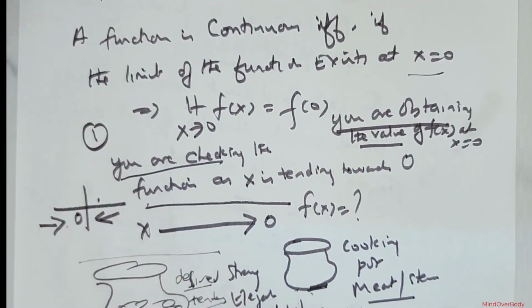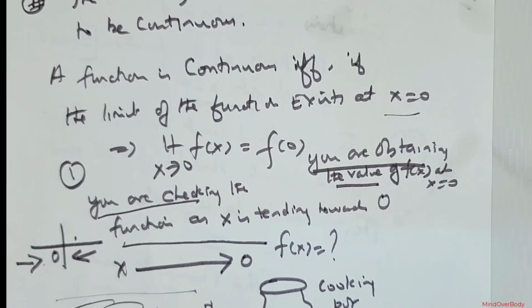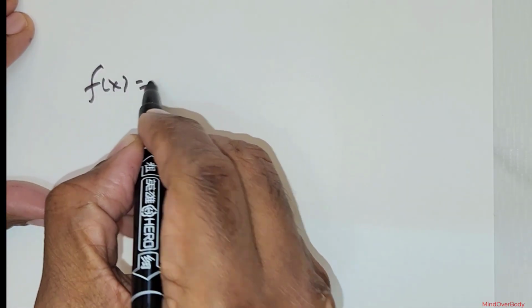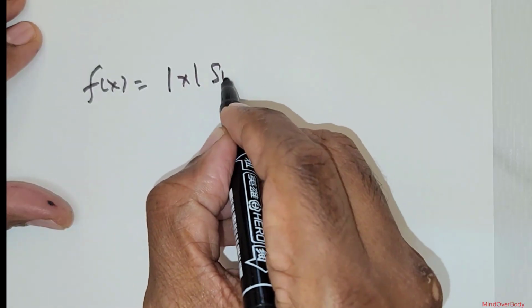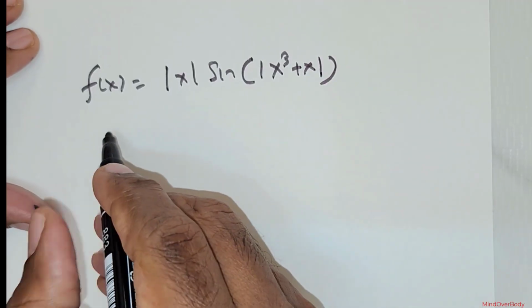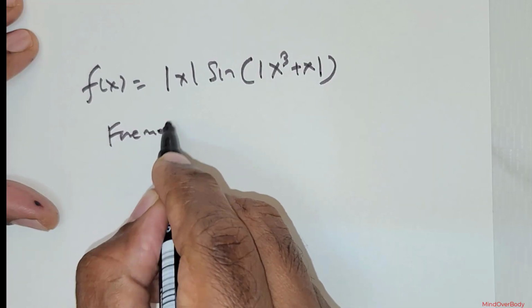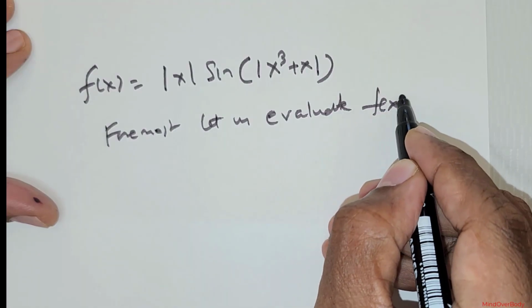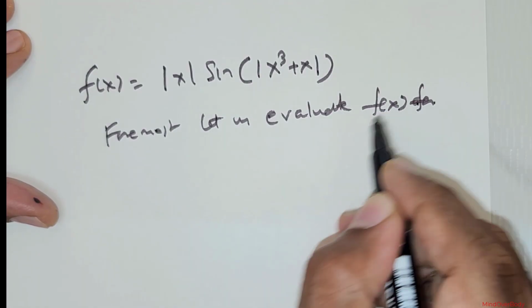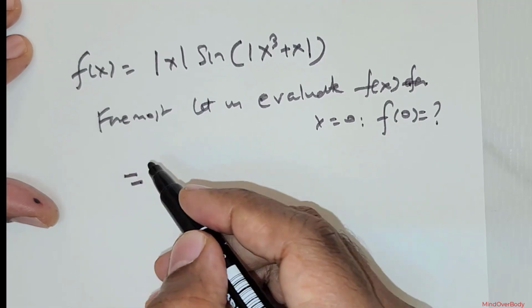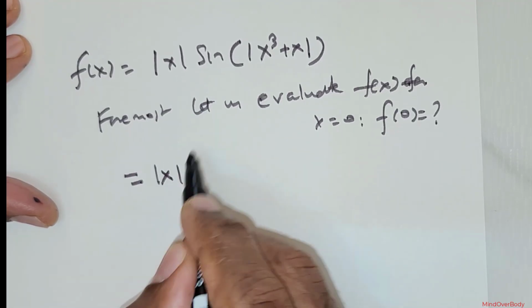Now this is just one part. Now let me go to the next part. I'm going to take another sheet of paper. So we have the f of x to be modulus of x times sine of modulus of x cubed positive x. This is what we have got. Now foremost, let us evaluate f of x for x is equal to 0. So that means I want f of 0. So let me realign this quantity.